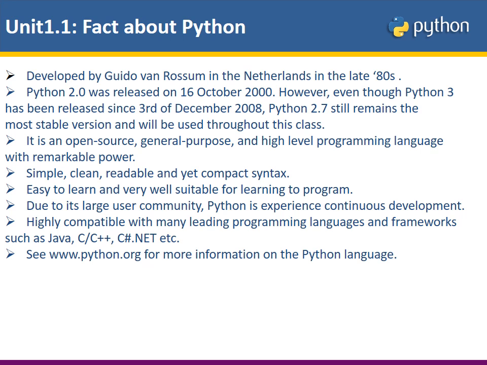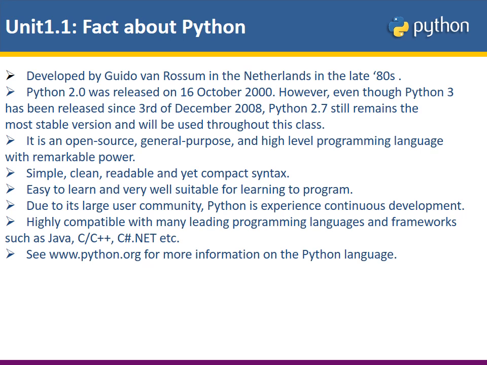Due to its large user community, Python is experiencing continuous development. If we compare it to PHP, you can see Python has a very large and growing community. We see that the community is a large one, with many users who know coding. That is part of the features or the description of the Python programming language.